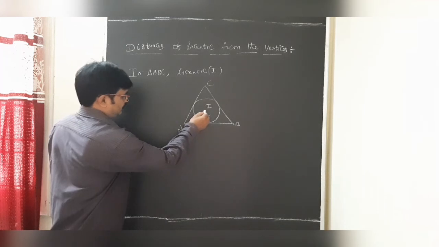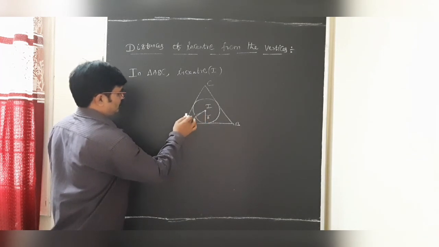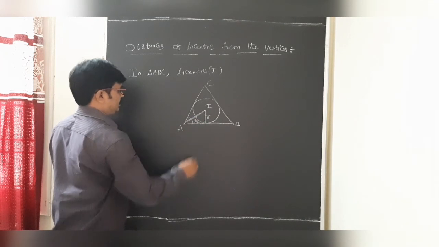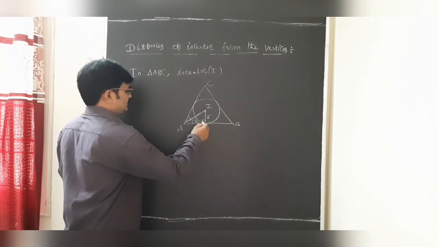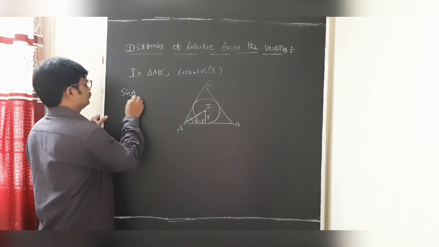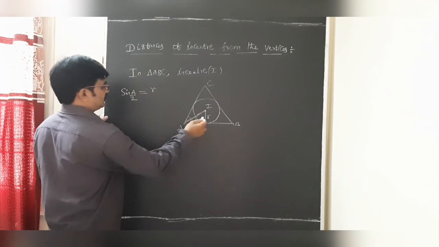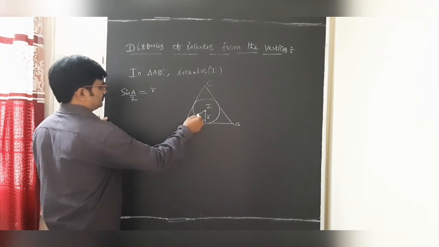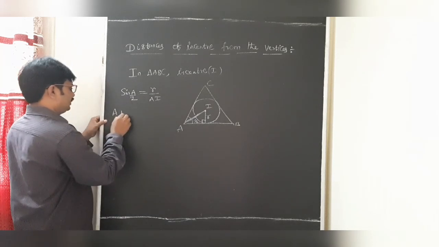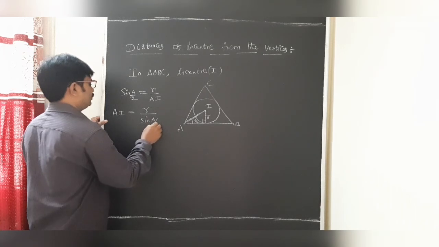So students, here this is the angular bisector. So now this is A by 2, A by 2. How to write it? From the diagram, sine of A by 2 equals the opposite side, which is r, upon the hypotenuse, which is AI. So we can write AI equals r upon sine of A by 2.